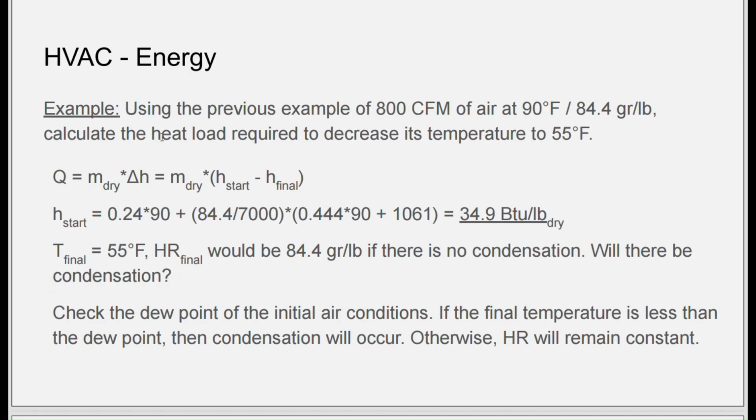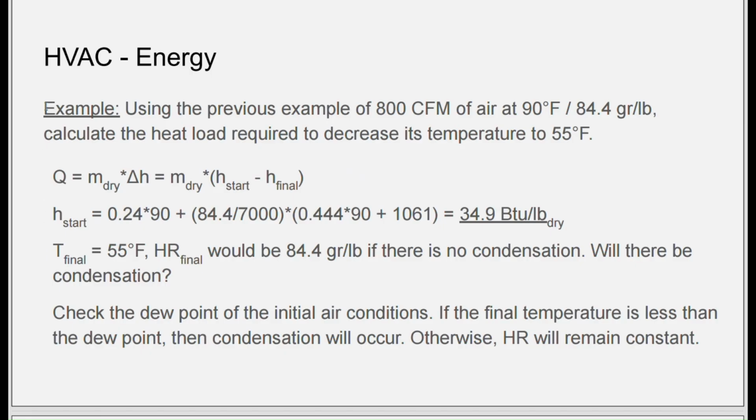So let's do that. Let's say we've got that same set of conditions of airflow, and we want to cool it down to 55 degrees. That's a pretty common supply air temperature with HVAC. So we know our dry air mass flow because we calculated that. Let's find our enthalpy difference.